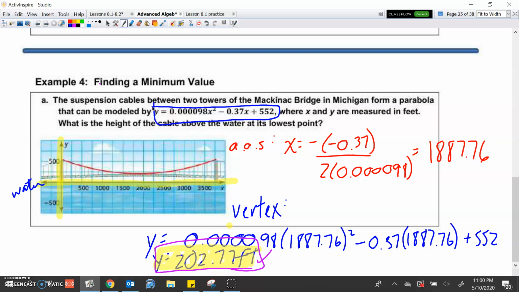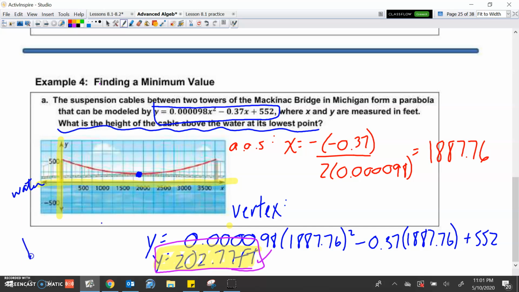The height of the cable above the water. So maybe they're trying to figure out, can a certain sailboat or tour boat, anything like that, fit underneath there? What's the height that can fit underneath there? So they want to know what is the height of the cable above the water at its lowest point. Okay, now obviously there's the road that it would have to pass through as well, but the height of that cable at its lowest point is going to be right there.